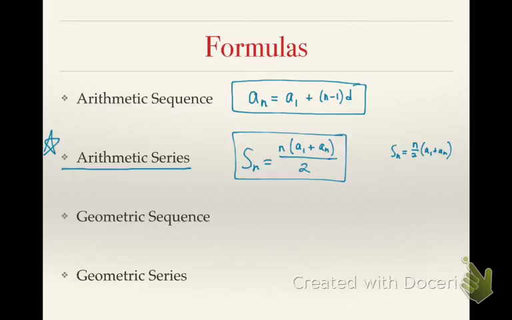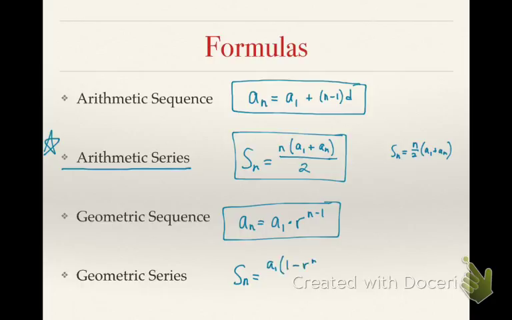For a geometric sequence, the nth term is found by taking the first term and then multiplying by the common ratio raised to the n minus 1 power. And the geometric series formula is found by taking the first term, multiplying by 1 minus the ratio to the nth power, divided by 1 minus the common ratio.